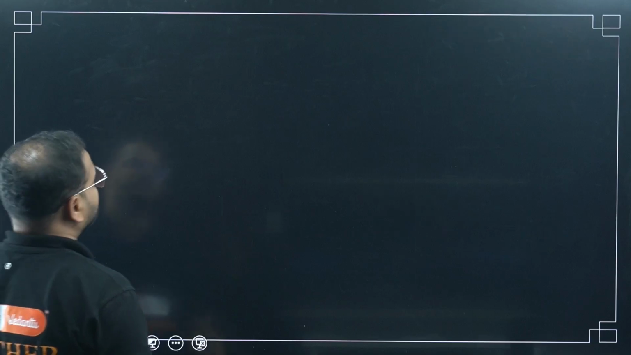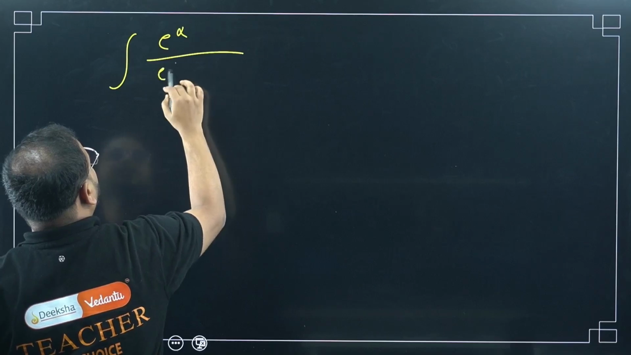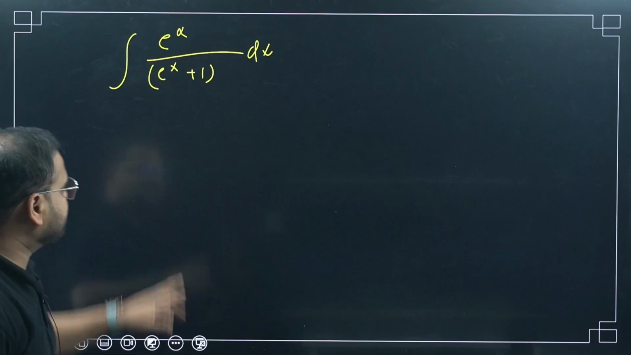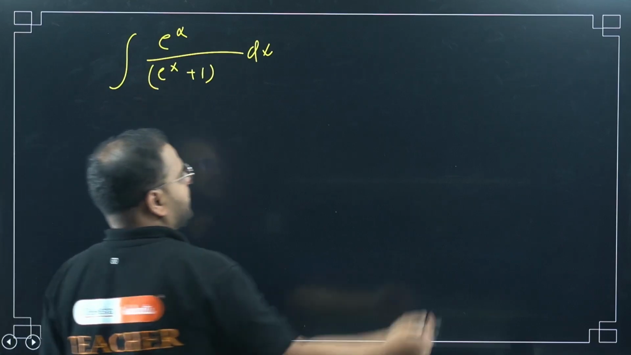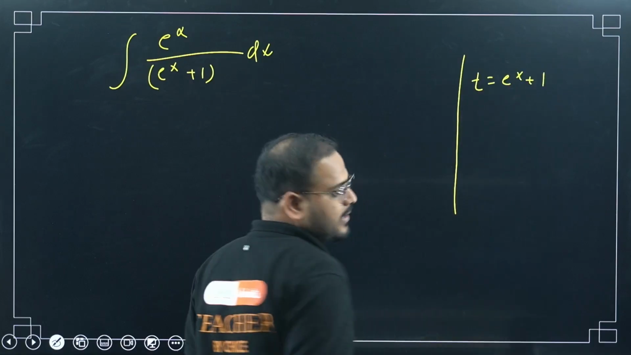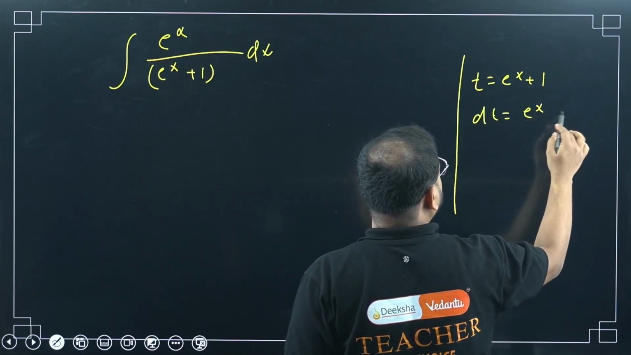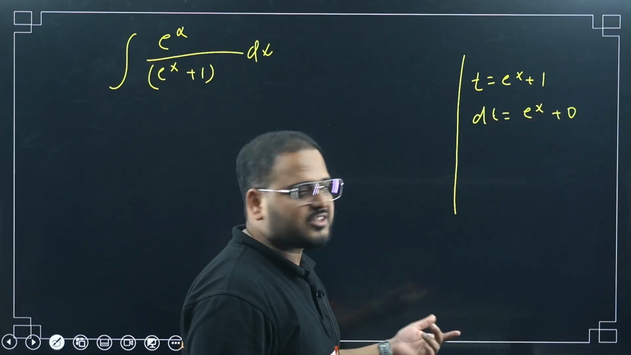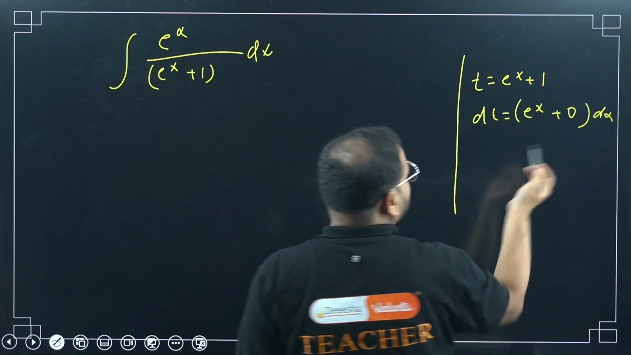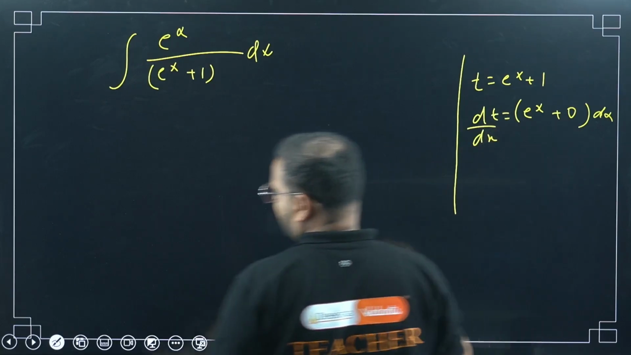Okay, I'll rewrite this question over here. Integration of e power x upon e power x plus 1 the whole square. How can we substitute now? Please check. Take t equals e power x plus 1. What will dt be? dt equals e power x plus 0, because the differentiation of e power x is e power x, with dx. I hope you know how we're getting dx, because we are doing dt by dx, and this is then multiplied over to that side.